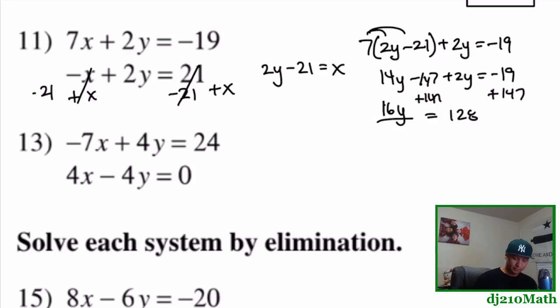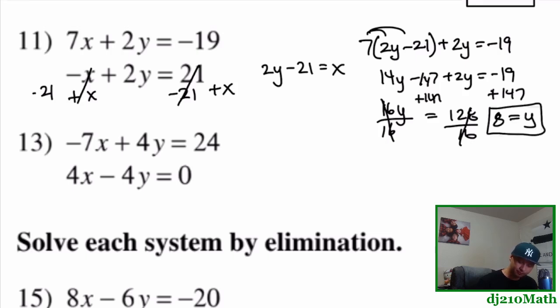Okay. Divide both sides by 16. Is 128 divisible by 16? So let's think about this. 6 times 8 gives me 48. So I wonder if 16 times 8 is 128. Yeah, 8, 9, 10, 11, 12. Yeah. So that's going to be 8. So y is equal to 8.